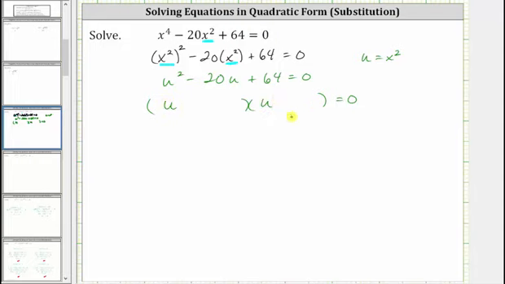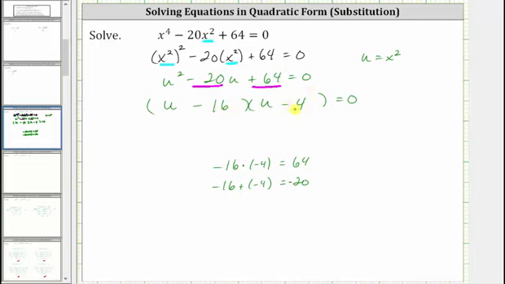The second terms of the binomial factors will be the factors of positive 64 that add to negative 20. Because the sum is negative, we must use negative factors of positive 64. Notice that negative 16 times negative 4 is equal to positive 64, and negative 16 plus negative 4 is equal to negative 20. The two factors we need are negative 16 and negative 4, which means one binomial factor is u minus 16, and the other is u minus 4.